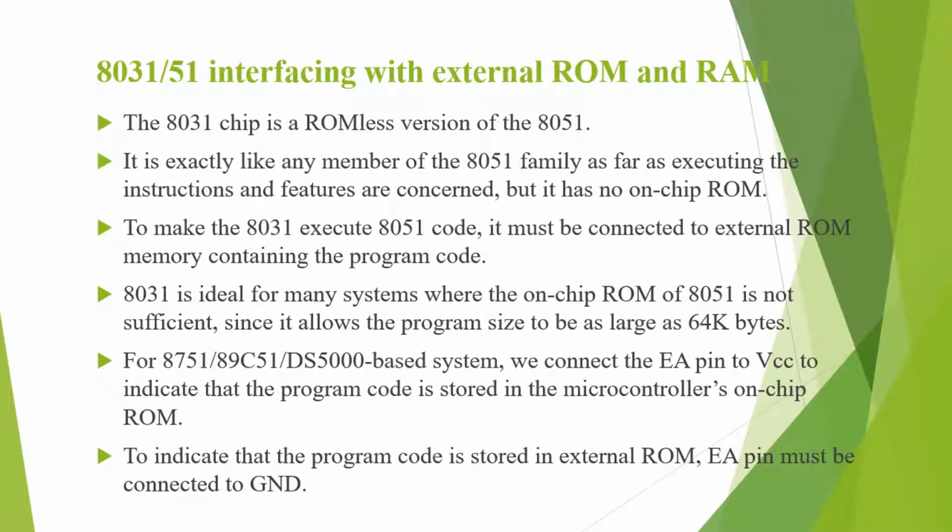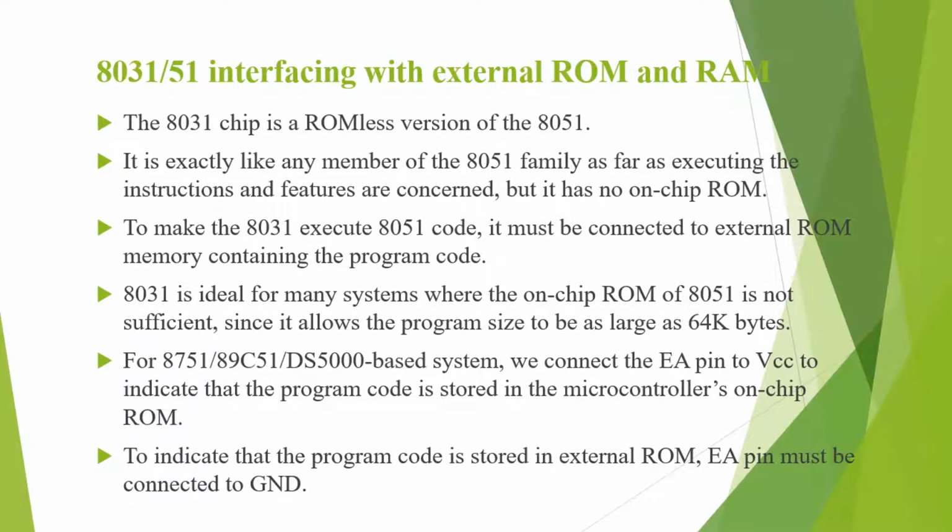For many systems, the 8031 is ideal since the on-chip ROM of the 8051 will not be sufficient, because it allows only 64 kilobytes for program. For 8751, 89C51, DS5000 based systems, the external enable pin will be connected to VCC to indicate that the program code is stored in the on-chip ROM itself.